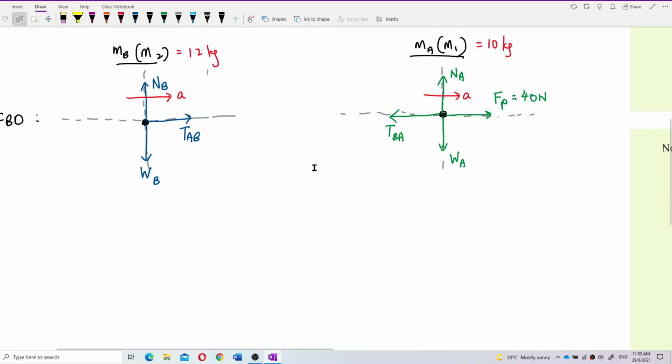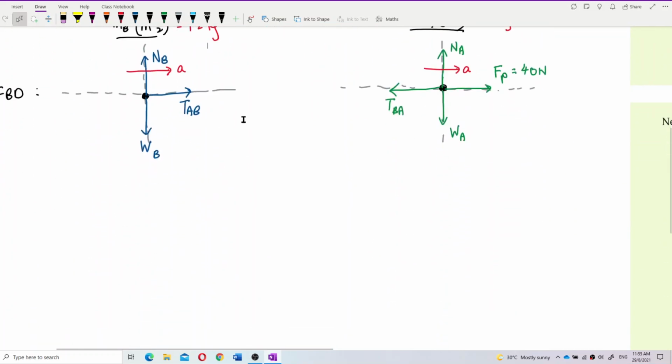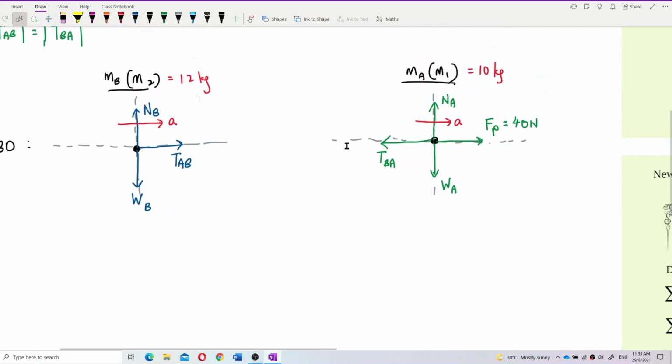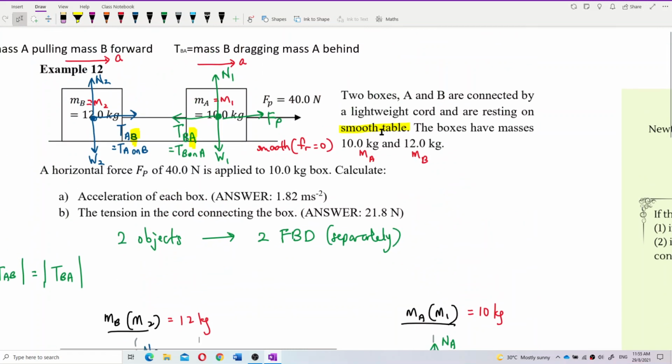So for this question, we need to do one by one. We have x and y components to do for mass 1, and we also have x and y components to do for mass 2. But you see, this is a smooth surface, so no friction. We know that kinetic friction is mu kn.